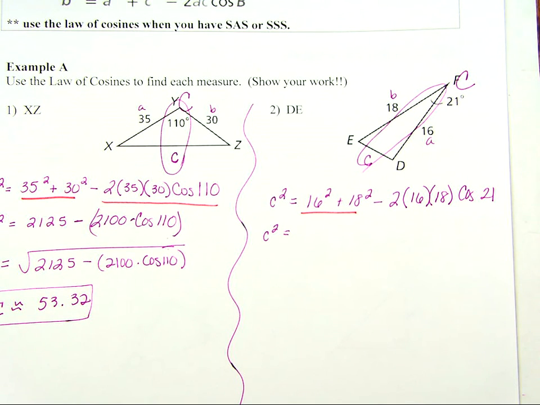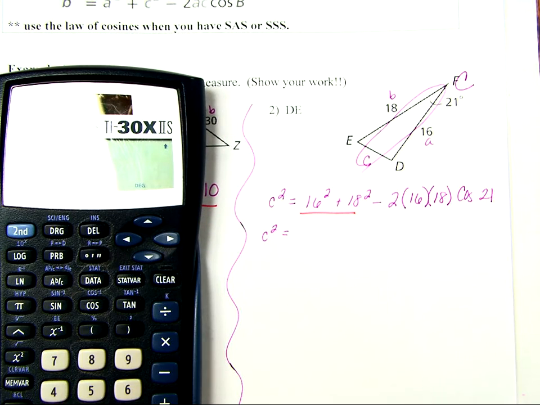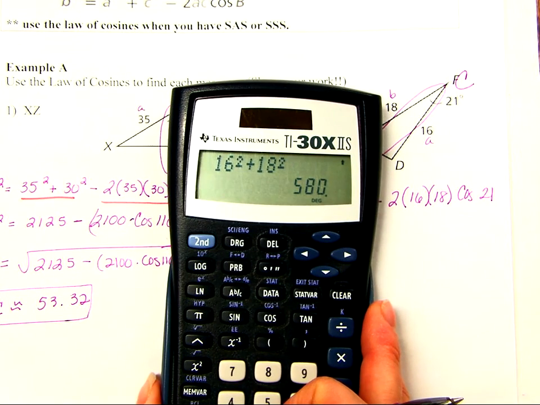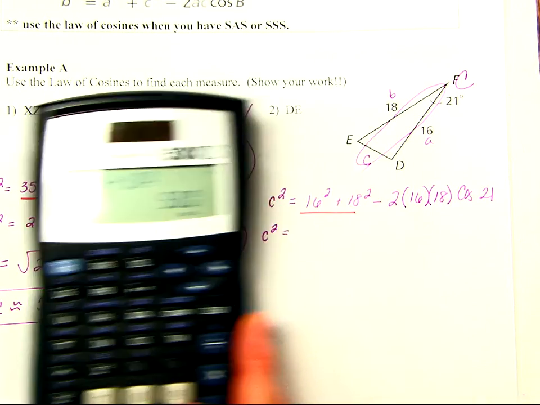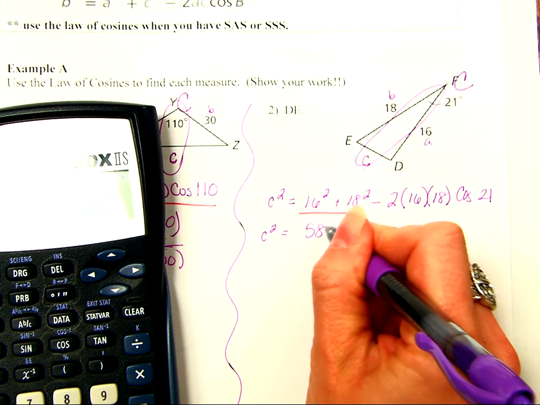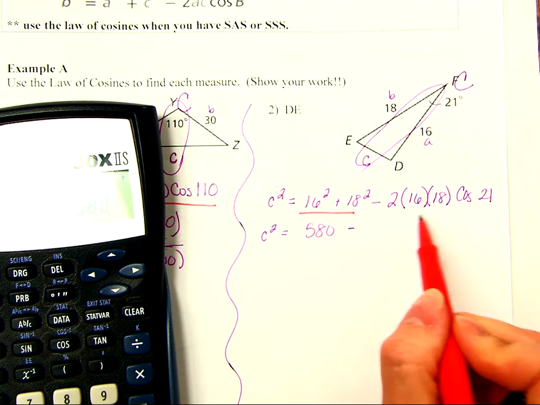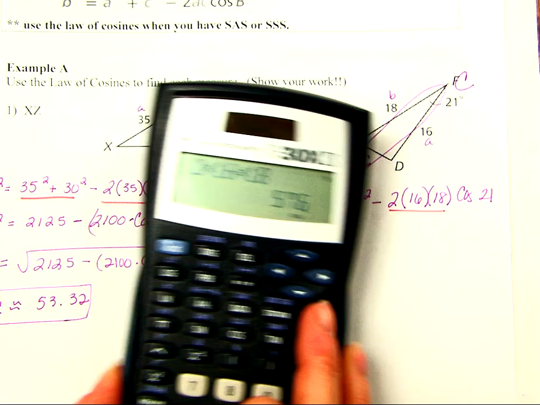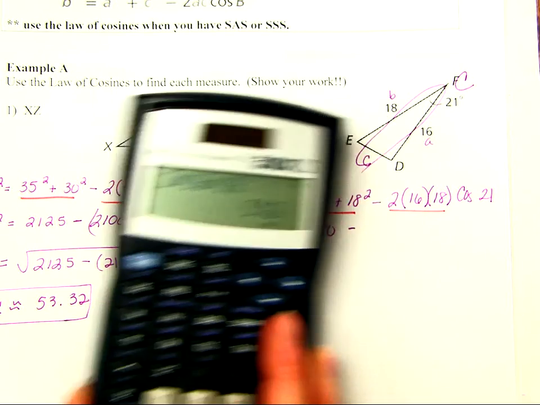Following order of operations, 16 squared plus 18 squared. Well, I know that's 256 plus 324, but you may not know that off the top of your head. So if you just calculate your product here, you can see I added those two together. I'm going to get 580. And then I'm going to go ahead and multiply 2 times 16 times 18. And we find out that we get 576.